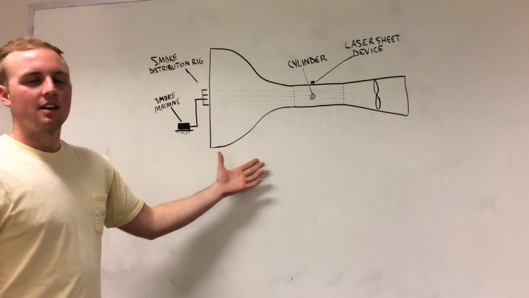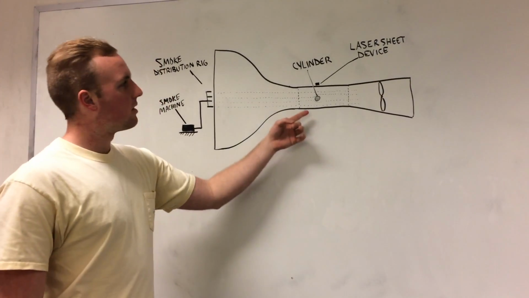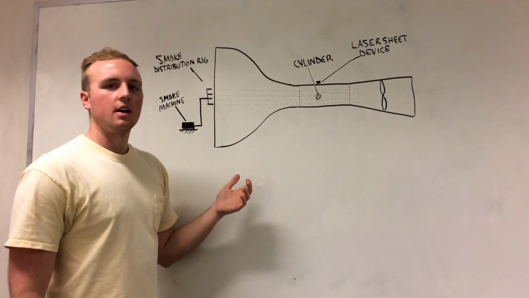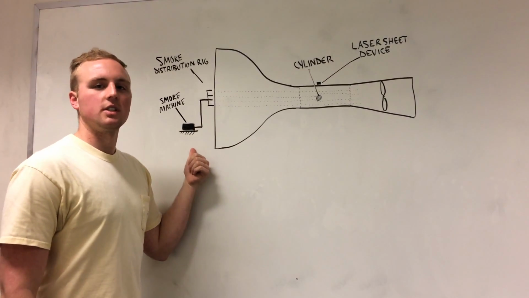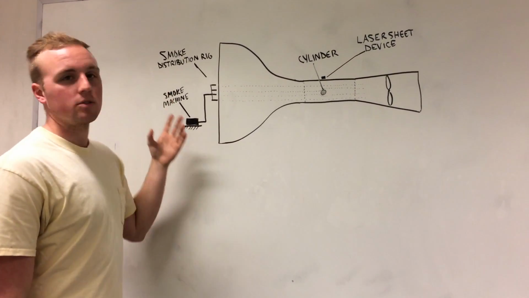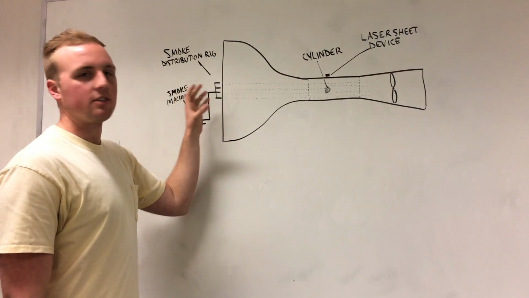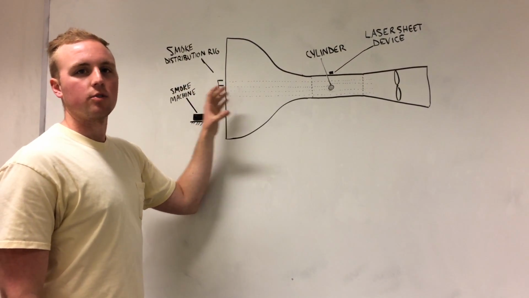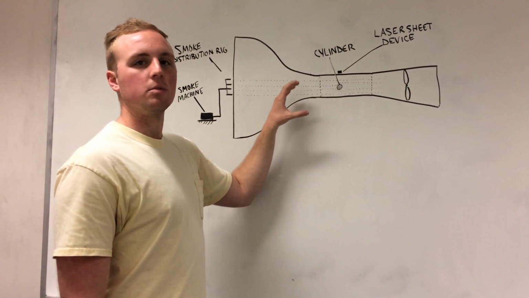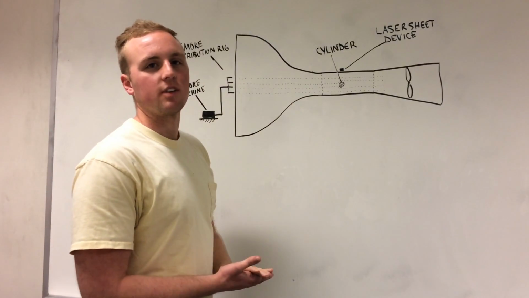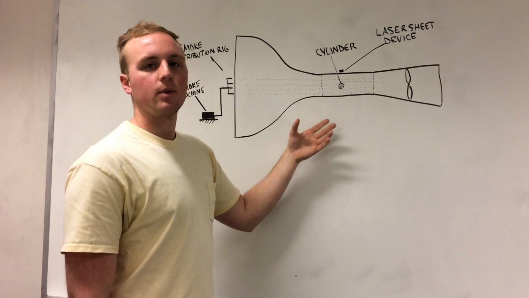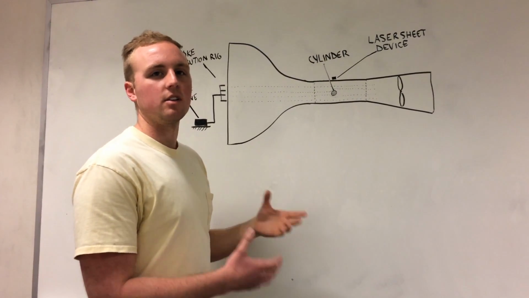As you can see here, this is the wind tunnel. In the middle is our cylinder of interest. In order to see the flow around the cylinder, we have a smoke machine, and the smoke went into this smoke distribution rig, which evenly distributed all of the smoke through the wind tunnel and into the test section. Once in the test section, the smoke was illuminated by the laser sheet device, which allowed the smoke to be better seen by the human eye. Through that, we were able to see how the cylinder affected the flow through the test section.